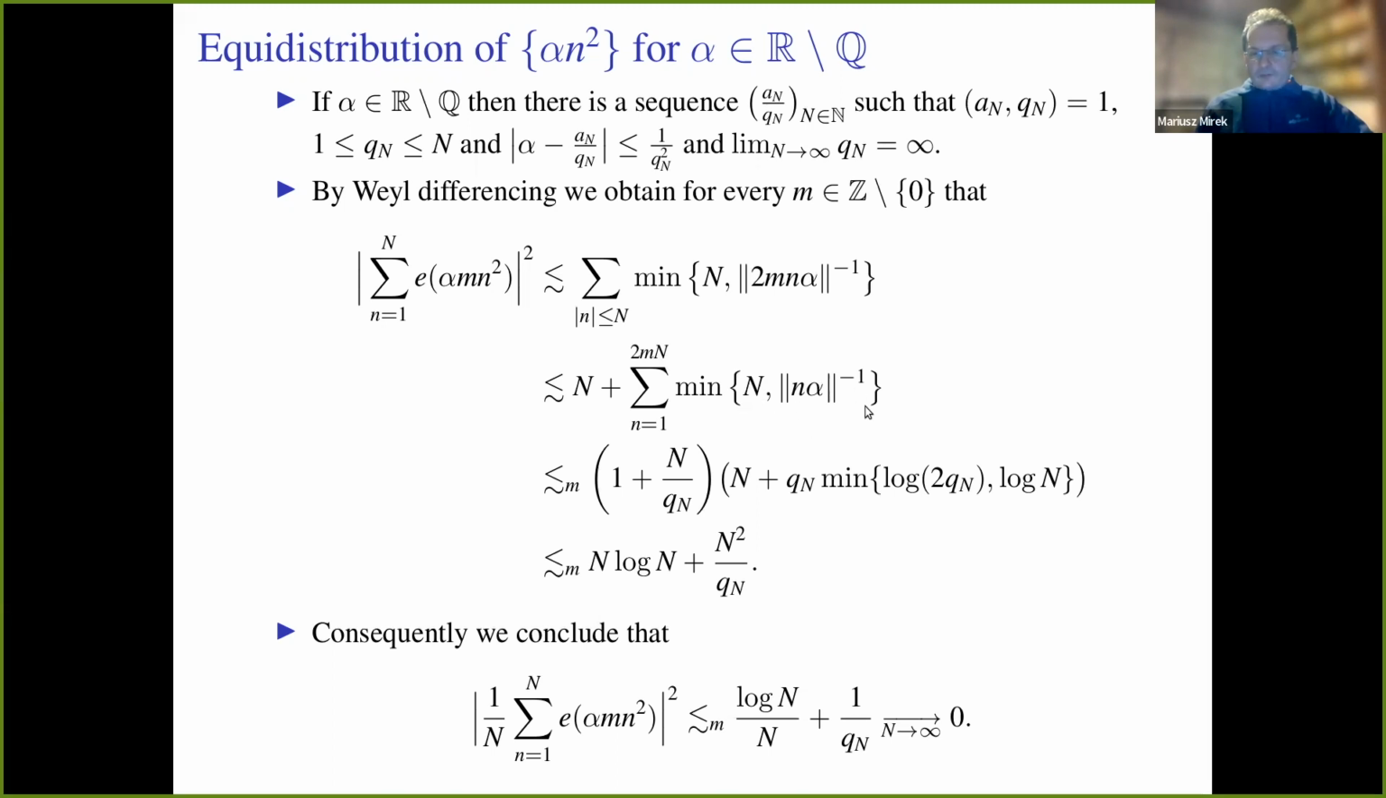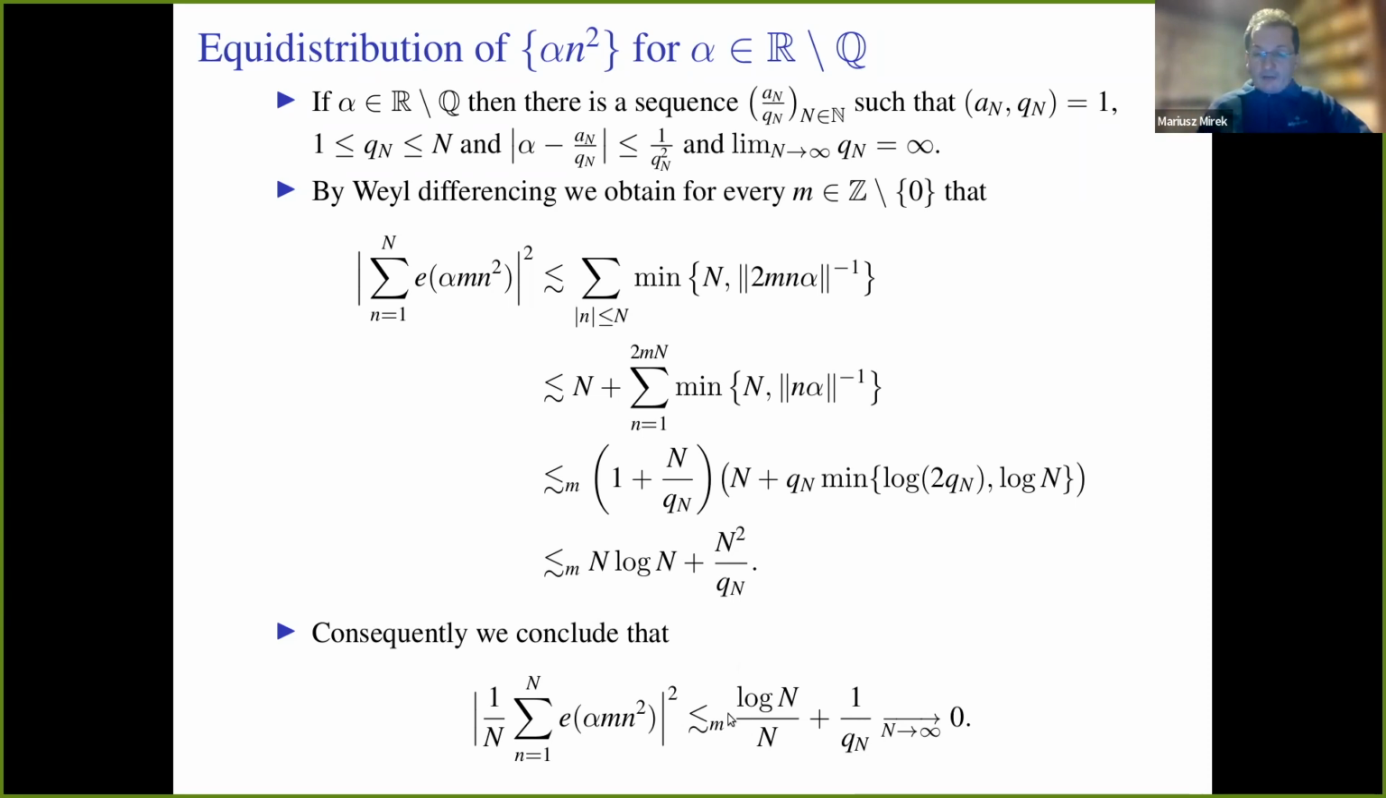And now it turns out that because of this approximation here, it can be controlled by an expression of this form. If we multiply, then we end up with the following inequality: n times log n plus n square over Qn. And now if we divide everything by n square, then we see that this converges to 0, and by appealing to the Weyl criterion, we see that this sequence is equidistributed.